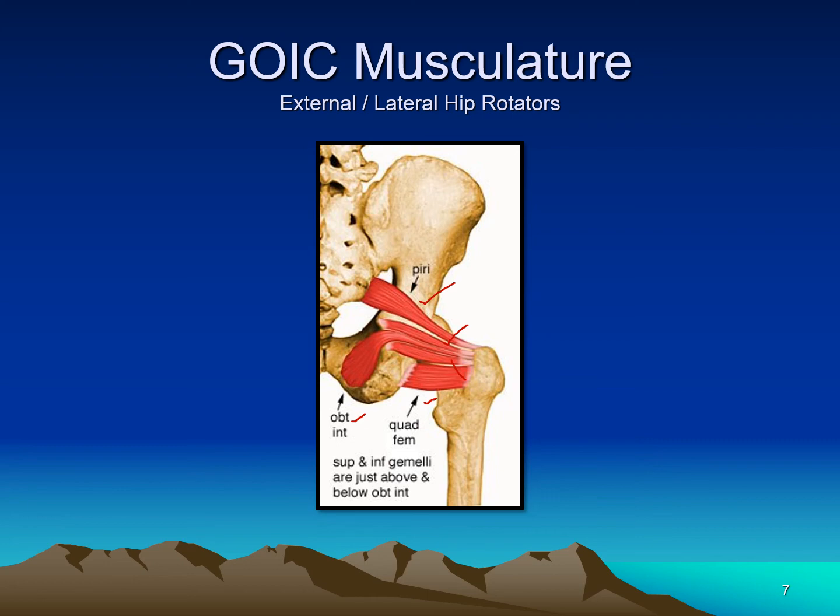So what you would do is you find the greater trochanter, you palpate and you find the greater trochanter, and then with your thumb, you just go medial until you kind of fall off of the trochanter, and you'll be on the gemelli muscles and the obturator internus muscle, and you just feel for trigger points and just gently rub them out.